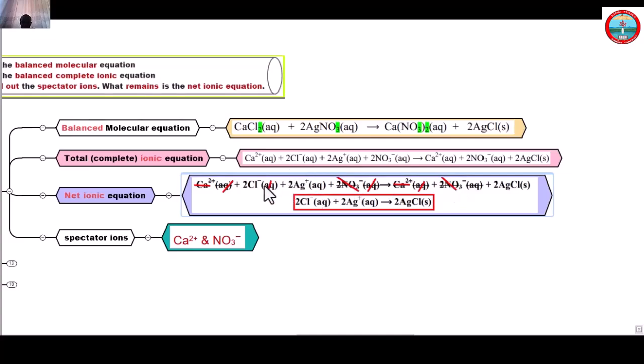After cancelling out the common or the same ions in the reactant side and in the product side, the final reaction becomes 2 mole of chloride ion plus 2 mole of silver ion gives 2 silver chloride. This is the net ionic equation.